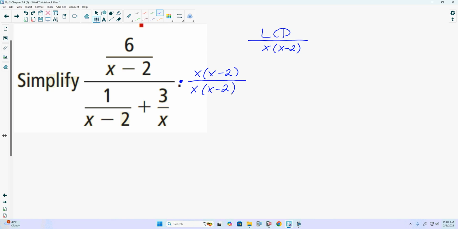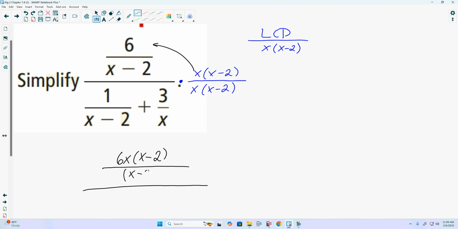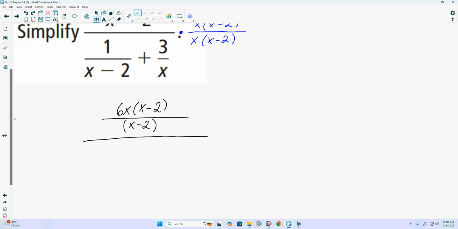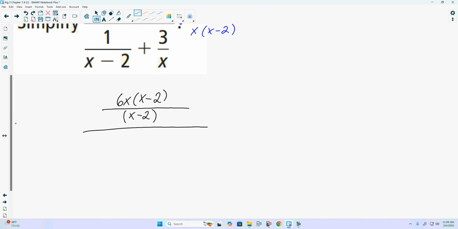Now we multiply this here. The top fraction. We're going to multiply our x times x minus 2. We're going to multiply it through the tops. So it'd be 6 times x, which is, well, 6x times our x minus 2 over x minus 2. In the bottom two fractions.